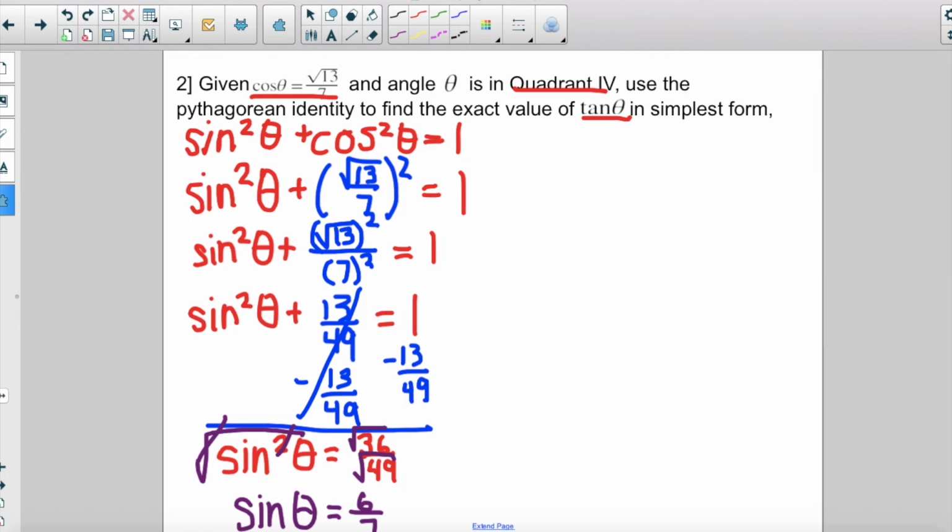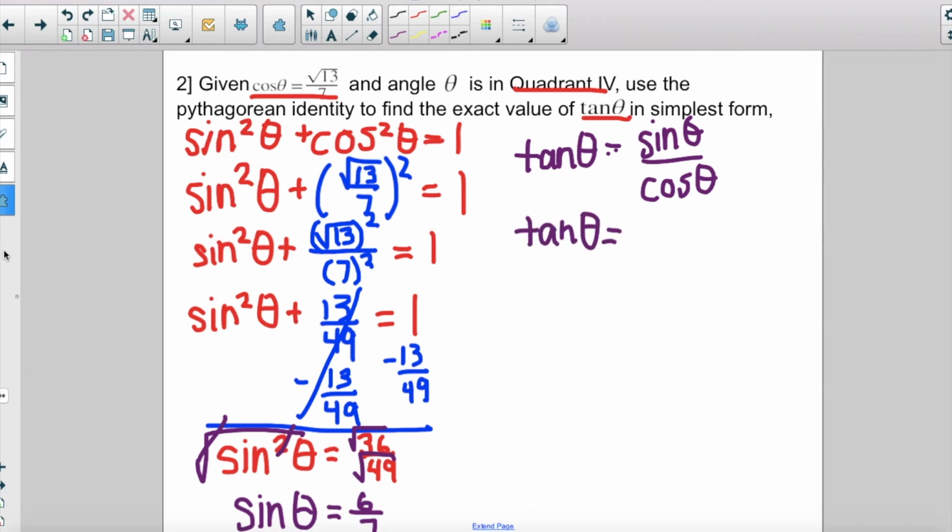Now, the question actually didn't even ask for sine of theta. It asked for tangent of theta. But this helps us a lot because the tangent of theta is equal to sine of theta divided by cosine of theta. Now we know cosine and we know sine. So tangent of theta is equal to, we found sine to be 6 over 7.